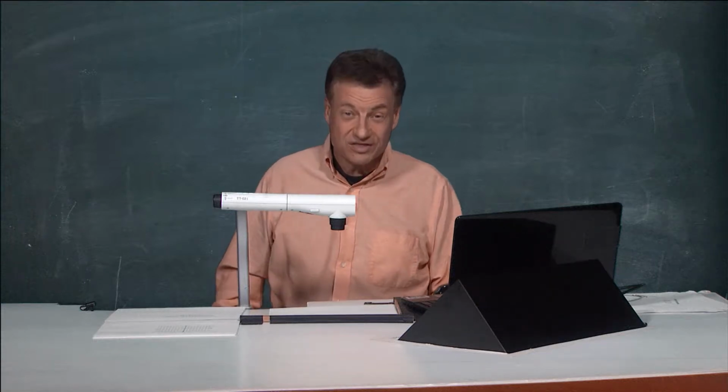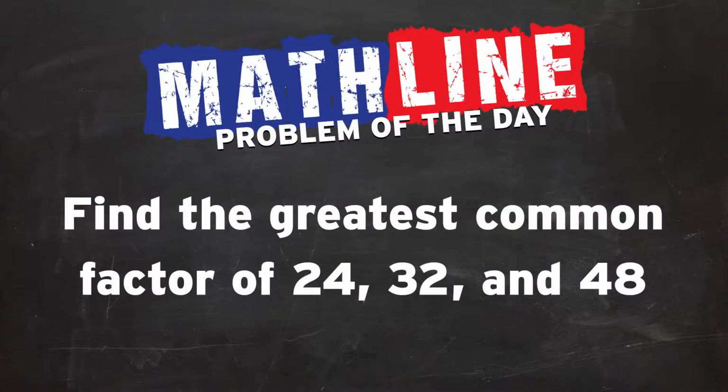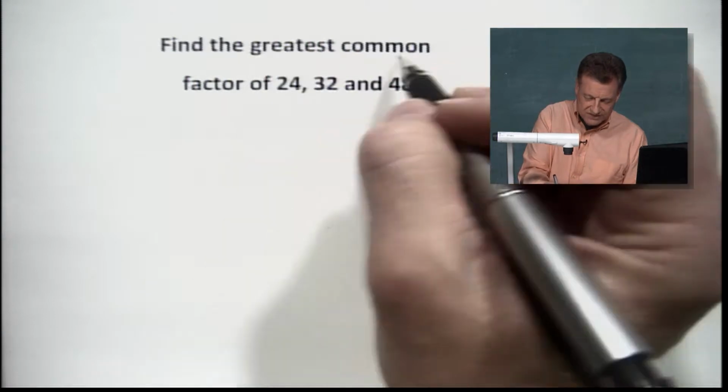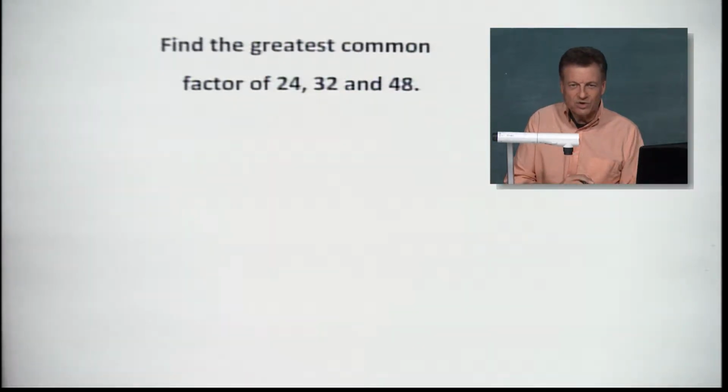Let's start off with the problem of the day. Today's problem of the day seems pretty straightforward. It says to find the greatest common factor of 24, 32, and 48. Again, 24, 32, and 48. Looking for the GCF. That's what we sometimes like to call this thing, the GCF. And for those of you who weren't sure of that, that's what we call it, all right?